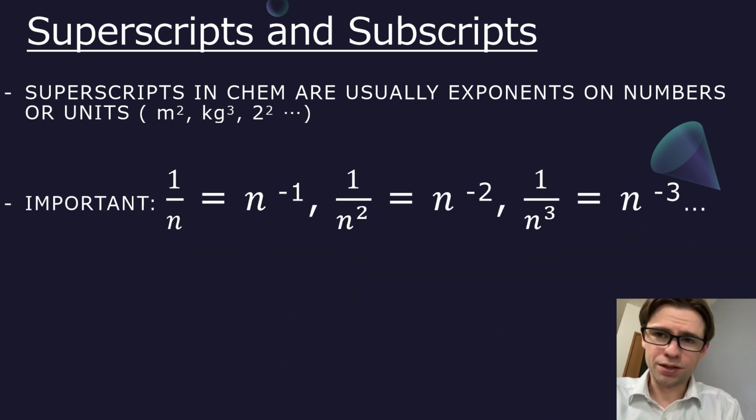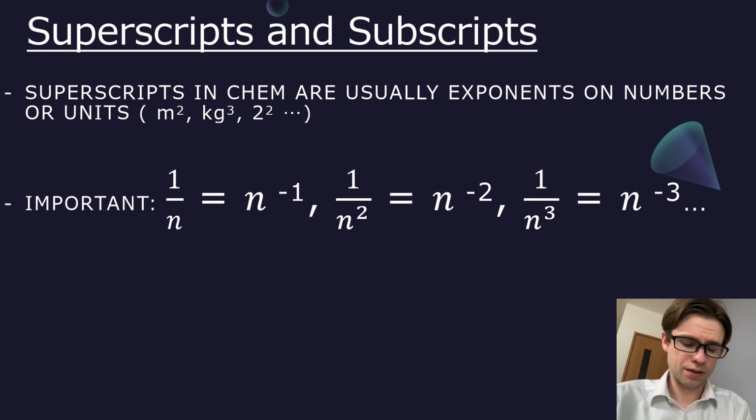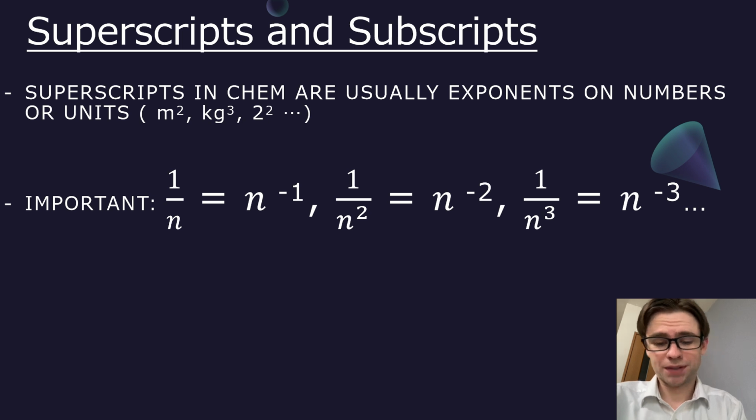One important relationship that I think you really need to know is that 1 over a number equals that number to the power of negative 1. 1 over a number squared equals that number to the power of negative 2. 1 over a number cubed equals that number to the power of negative 3, and so on. You'll see both of these representations throughout the IB science programs.